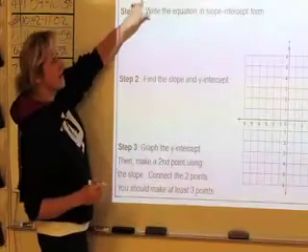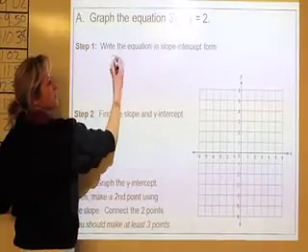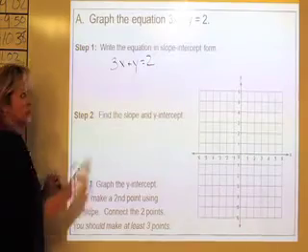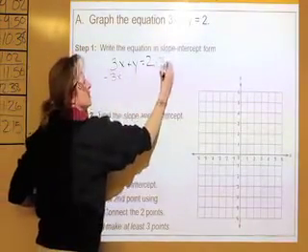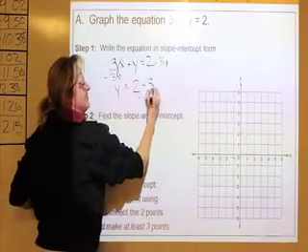Okay, for this part, you have: graph the equation 3x plus y equals 2. Write the equation in slope-intercept form. So you have 3x plus y equals 2. What you have to do is solve for y. How do you get rid of plus 3x? Minus 3x, minus 3x. So now your equation is y equals 2 minus 3x.